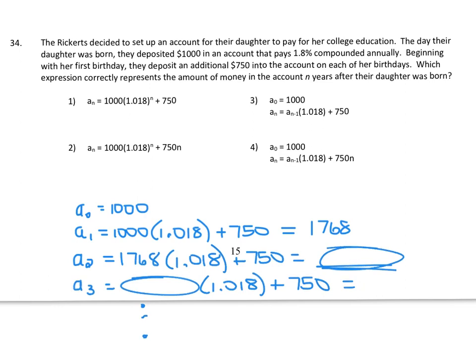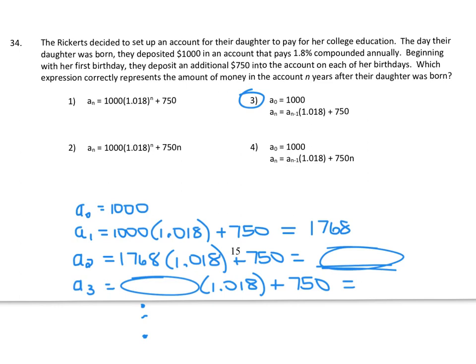So let's look at the answer choices and see which one says that. It looks like choice 1 and 2 are following explicit formulas, and choice 3 and 4 are following recursive formulas. Really, choice 3 is popping out at me here. It's saying the initial term is 1,000, and we're taking the previous term and multiplying it by 1.018, and adding on 750. This is exactly what our work shows. So choice 3 is the answer.